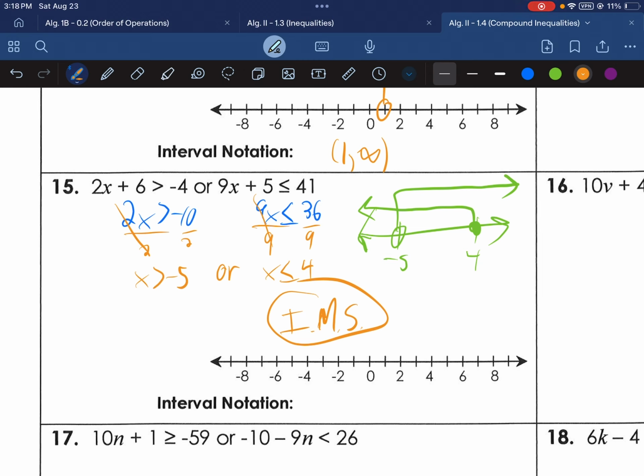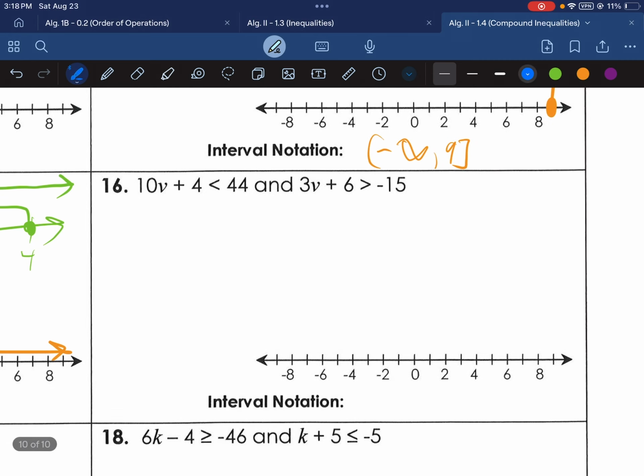Let me try that again. Any number would be greater than negative 5, or less than or equal to 4. It's always possible it's going to be at least one of those. And so for our graph, we just do the entire line. And for interval notation, we do negative infinity, comma infinity, because it goes forever left and forever right.